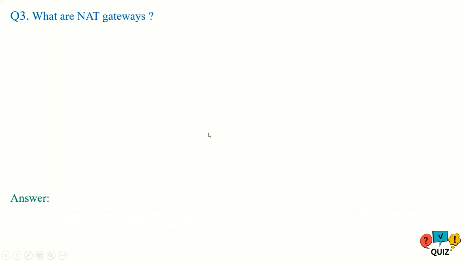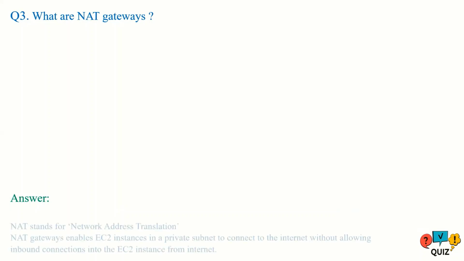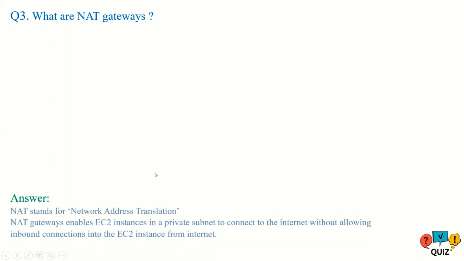What are NAT gateways? NAT stands for Network Address Translation. NAT gateways enable EC2 instances in a private subnet to connect to the internet without allowing inbound internet traffic into that EC2 instance from the internet. Okay, let's move on to the next one.